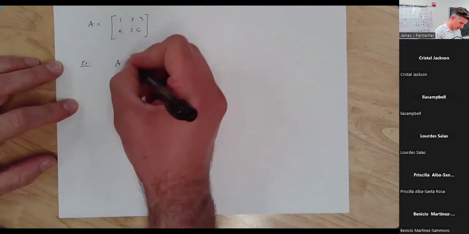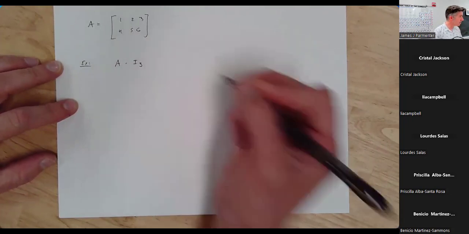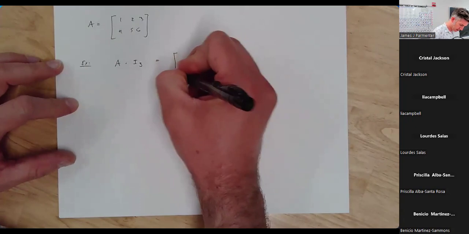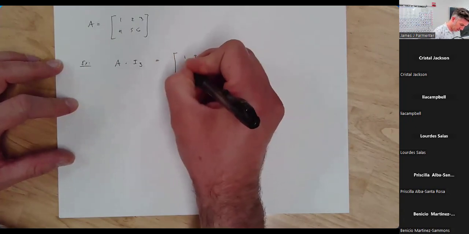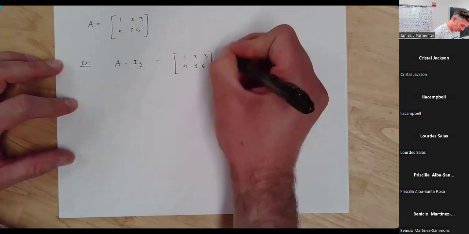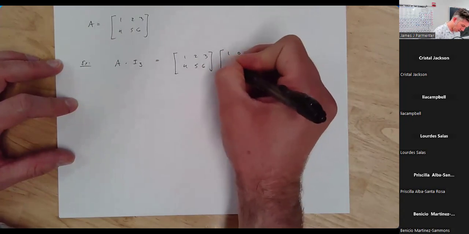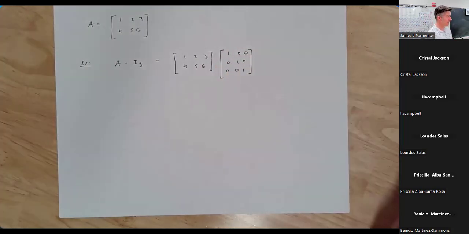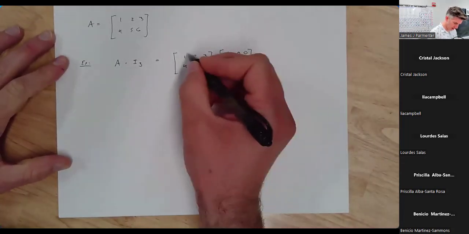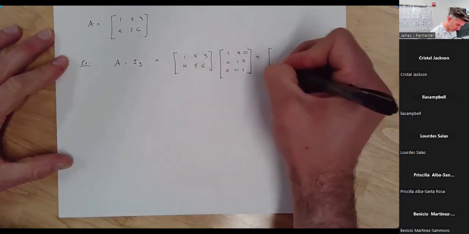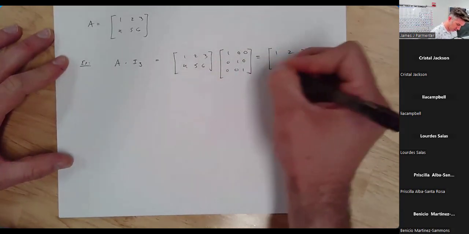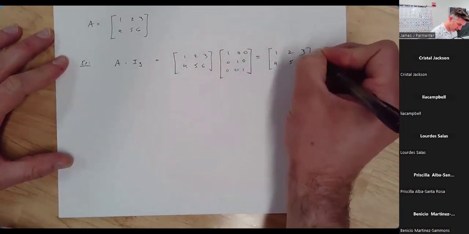So for example, A times I3, the 3 by 3 identity matrix, which is going to be 1, 2, 3, 4, 5, 6 multiplied by 1, 0, 0, 0, 1, 0, 0, 0, 1. That'll work out to be just A. And you can check, right? This dotted with that's going to be 1. This with that's going to be 2. So on, 3, 4, 5, 6.